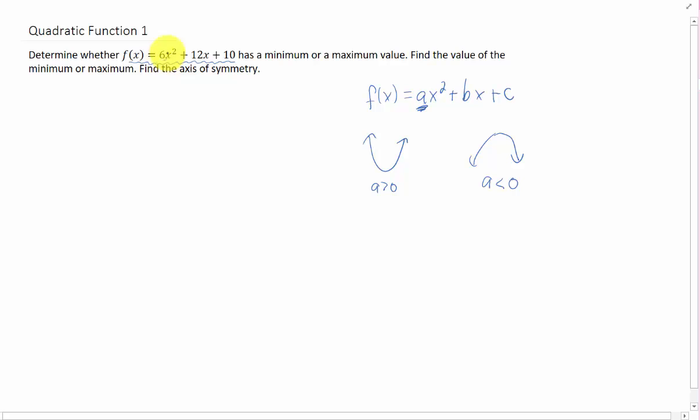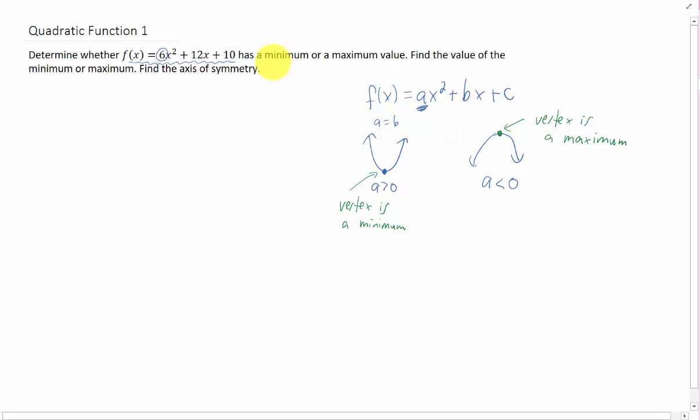In this particular problem, we have an a value of 6. That falls into the positive category. So we have an upward opening parabola as our graph. And the question is, does that have a minimum or a maximum value? Well, it has a minimum. Right there at its vertex, we have a minimum value. And if the graph happened to open downwards like this, our vertex would be a maximum value of that graph.